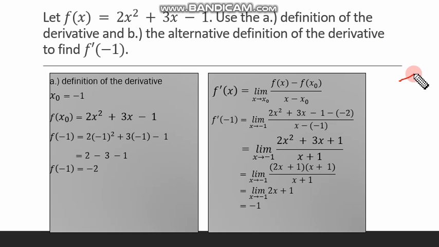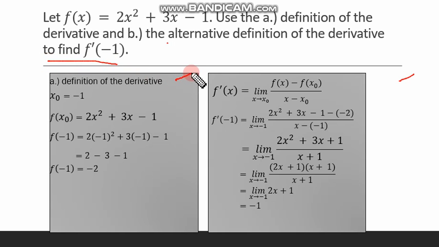Okay, so for this example, we will let f of x equal 2x squared plus 3x minus 1. We will use the definition of the derivative, in which we use the slope of a tangent line to get the derivative of a function. And we will also show you the alternative definition of the derivative. It means that we will use the second one. We will find the f prime of negative 1.